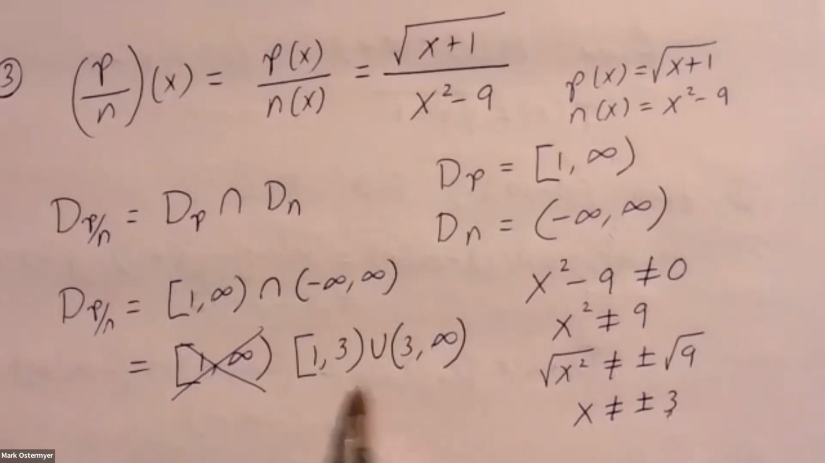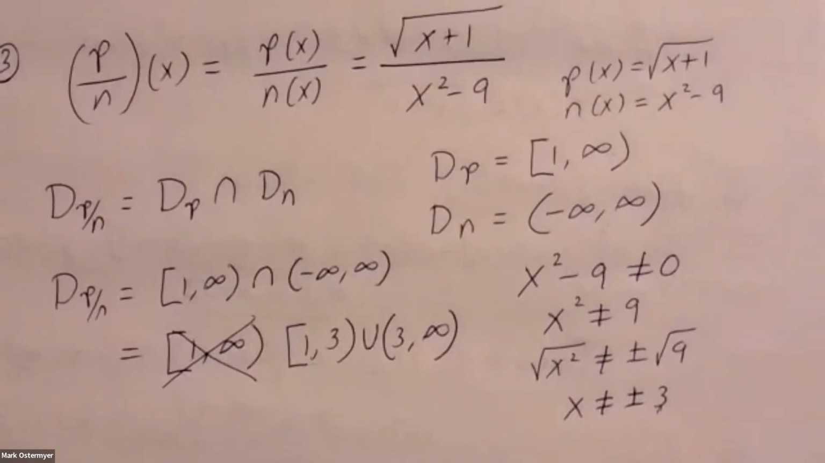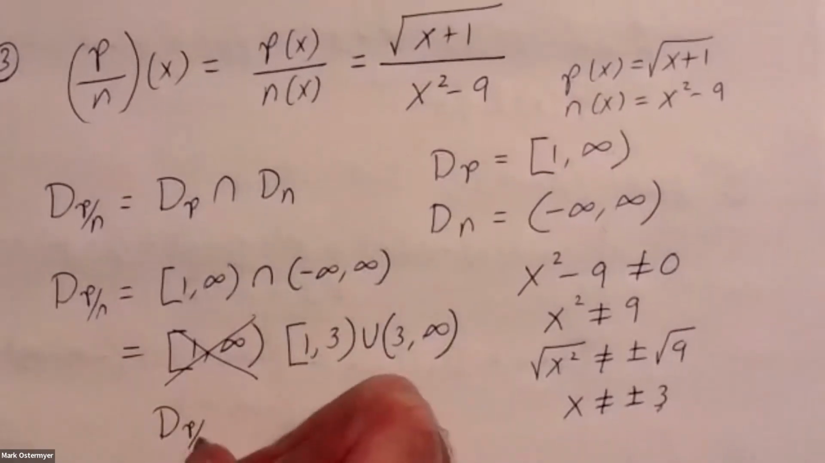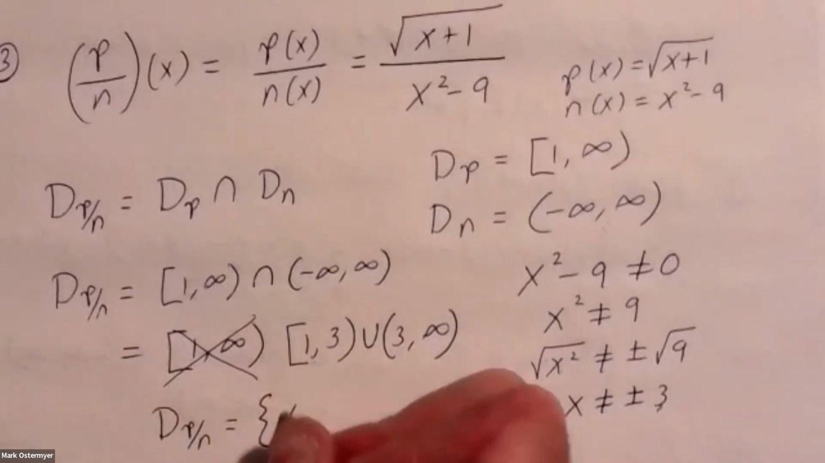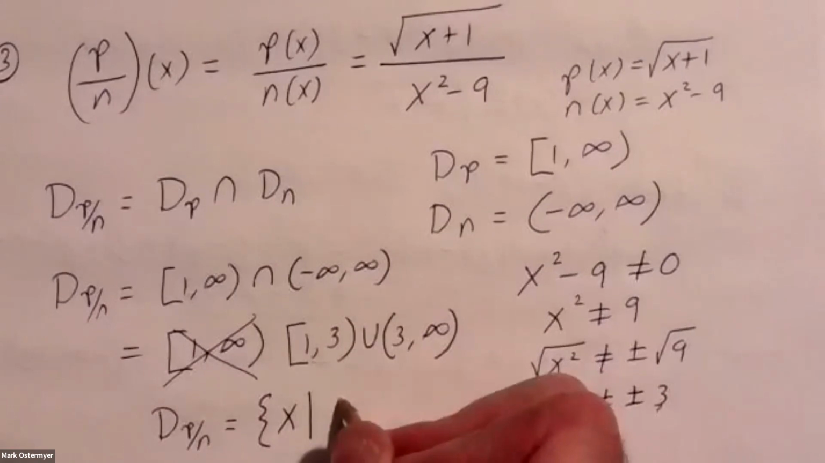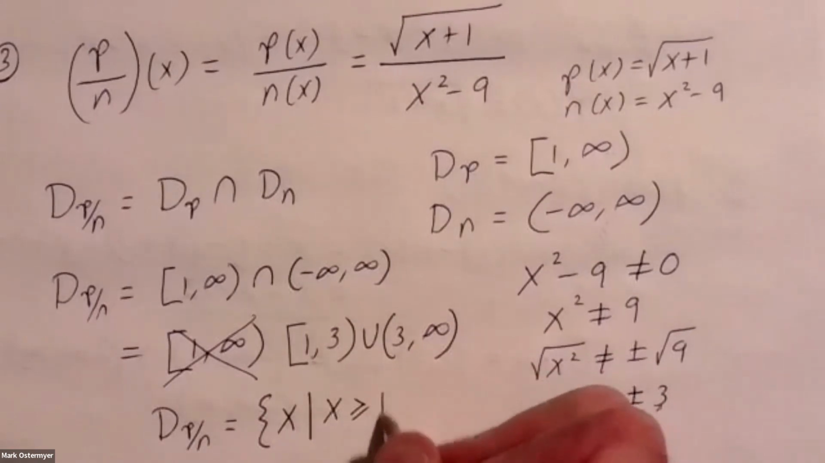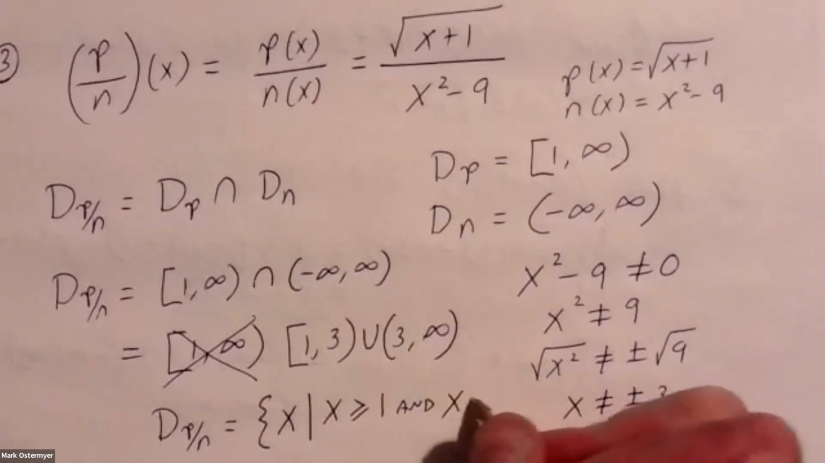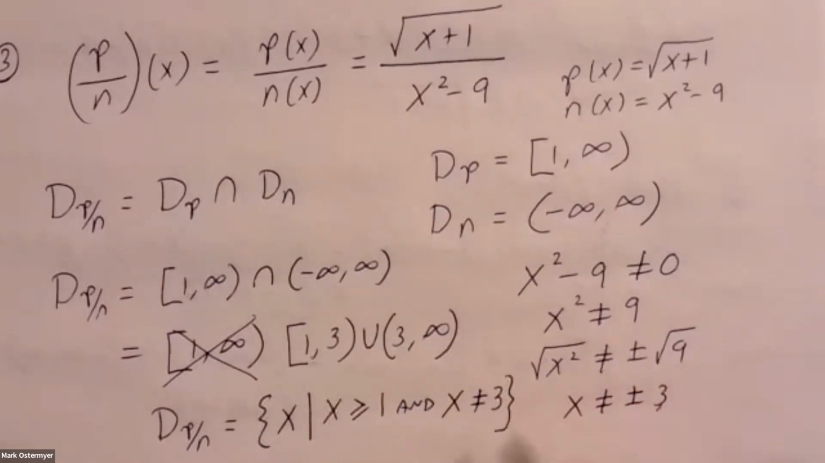Now, another way to represent domains, ladies and gentlemen, is you could use what's called set builder notation. You don't always have to use interval notation. So another way I could have represented this domain of this quotient function is I could have said it's the set of all real numbers x, such that x must be what? Greater than or equal to 1, and x cannot be equal to 3. So we could have just as well written a domain using set notation here as opposed to interval notation. These are saying the same sets, though. They're equal. Okay. All right.